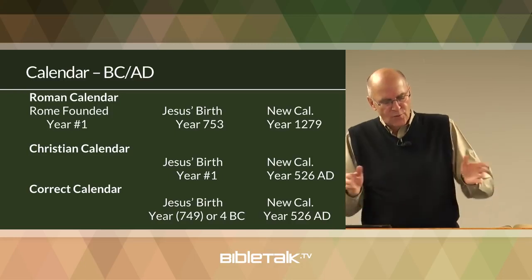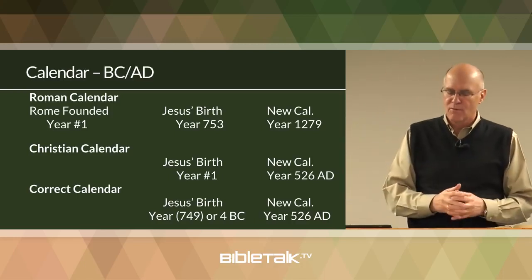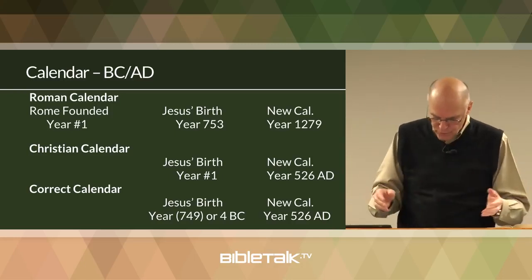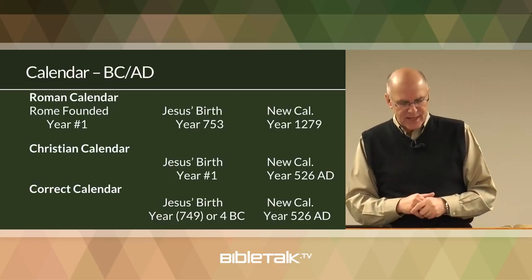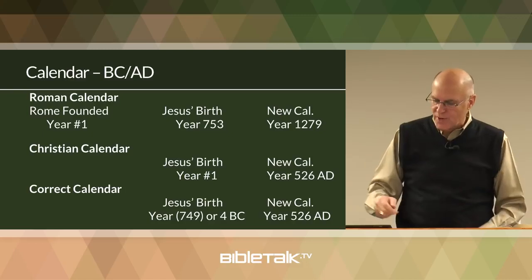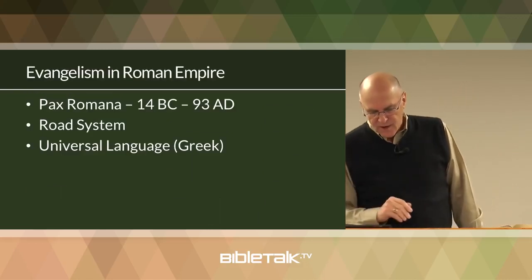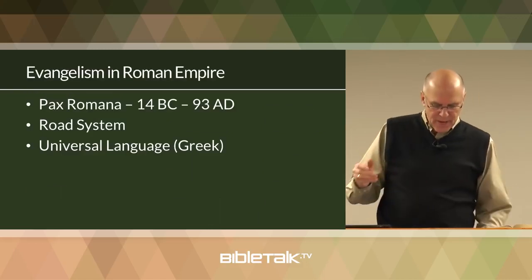So the Romans, of course, getting back to Rome, were cruel, ruthless rulers. But during their dominance, they provided important elements which actually supported the spreading of the gospel. For example, the Pax Romana.